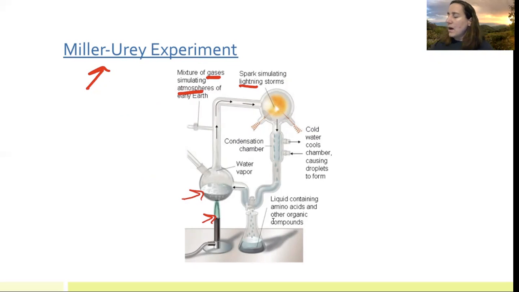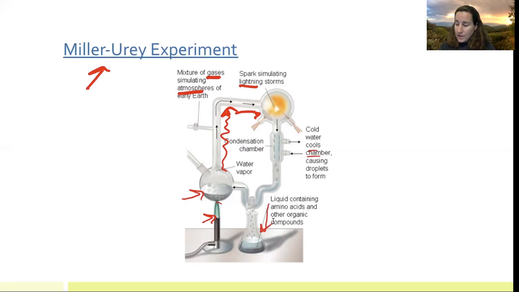Using this experiment, they created a primitive Earth. And what happened at the end? So they heated up the water, the steam comes up, the steam gets exposed to the air that has these different gases in it that were recreating the primitive Earth atmosphere then. We're going to electrify it like lightning, and then the other part of the water cycle, it gets cold, and then it's going to rain down from the sky, right? So we're going to cool down the cooling chamber, and we're going to see what ends up at the bottom.